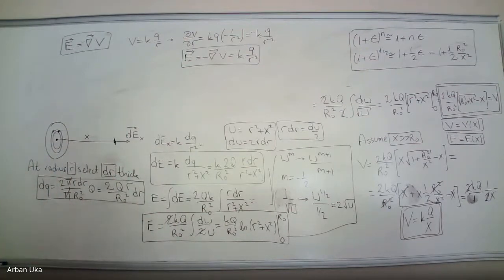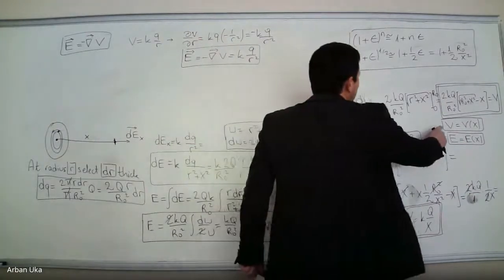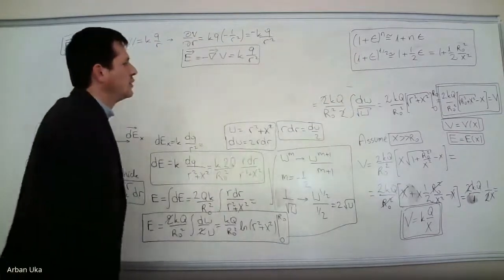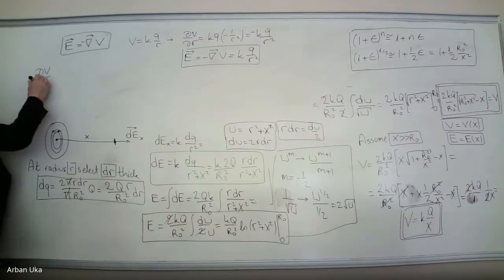Okay, so that's one way to find it. You can apply the limits and see what we obtain. But now, for a moment, let's assume that we have this potential, and we want to find what is delta V over delta x.